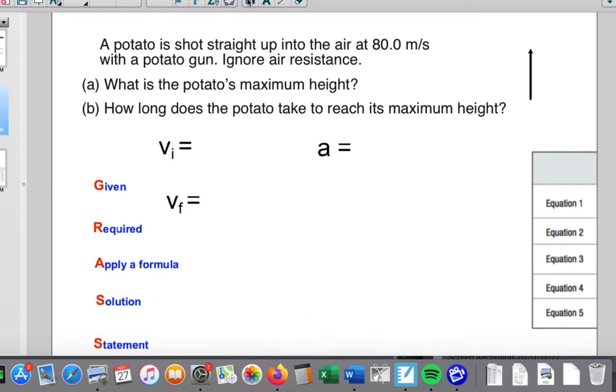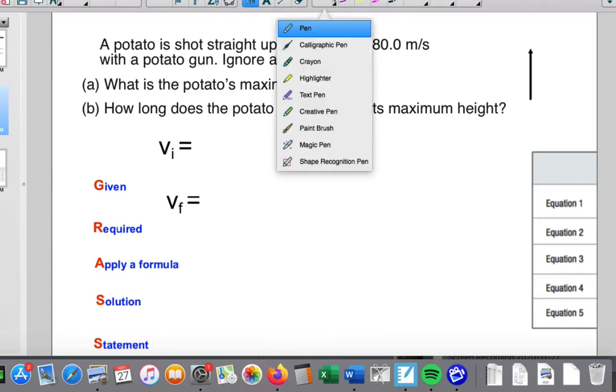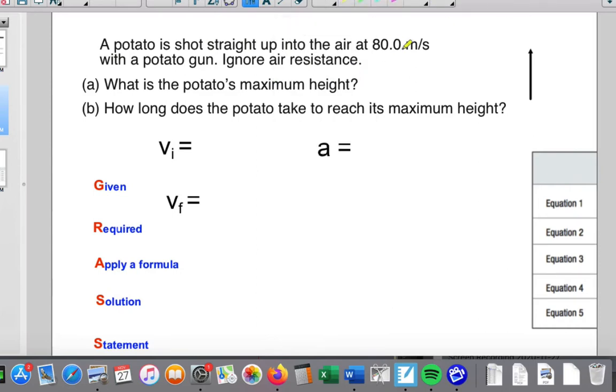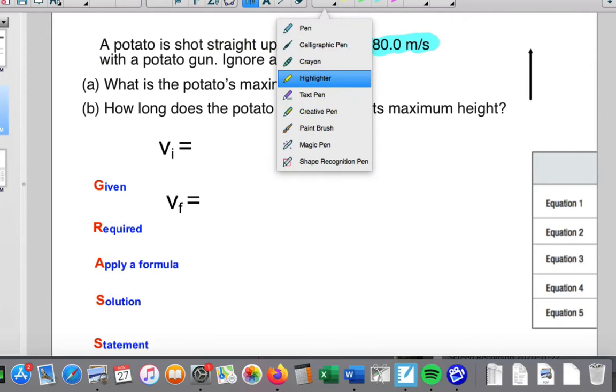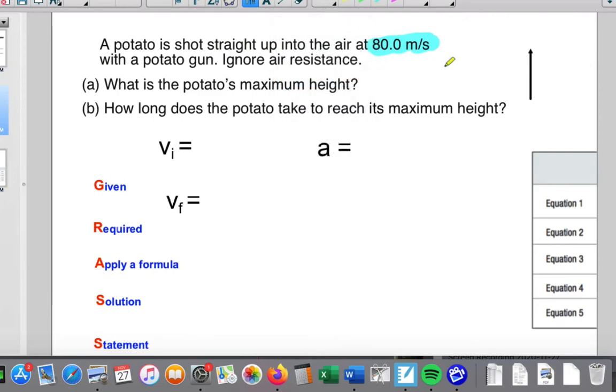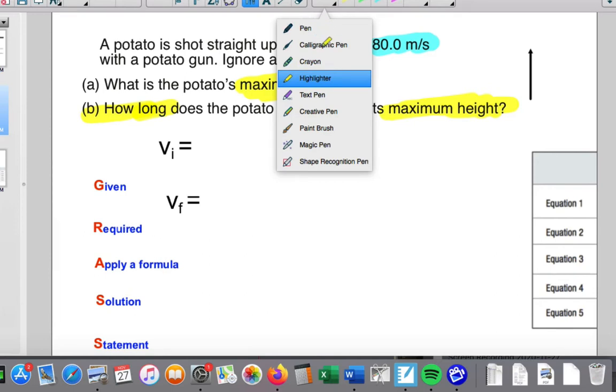So let's highlight a couple of things here. The first thing I want to highlight is the 80 meters per second. If we think about this situation, this is going to be the initial velocity of the potato. We're also told that we need to find the maximum height of the potato. And in the second part, we're asked how long it takes to reach maximum height. So let's look at part A first, and going back to the question.